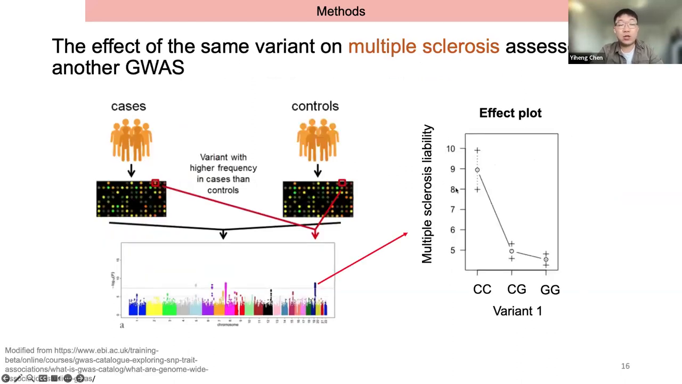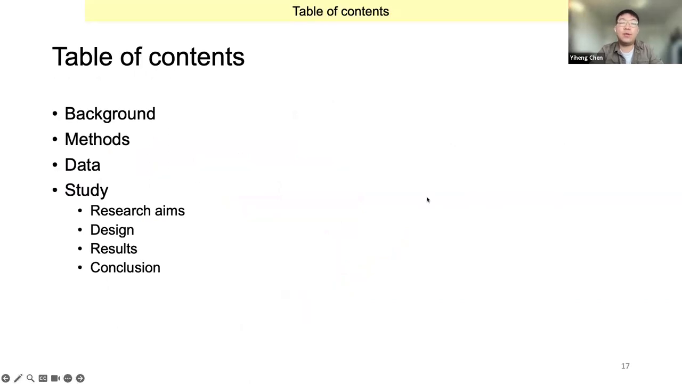As for the case-control design for diseases, we usually have a cohort with both cases and controls. Then we check whether specific alleles at a variant are more frequent in the case group than the control group. That observation can lead to the identification of the association between this allele at this variant and the disease liability. So using GWAS, we can find the association between the genetic variants and metabolites, and with disease risks. That concludes the two methods I used in my study.